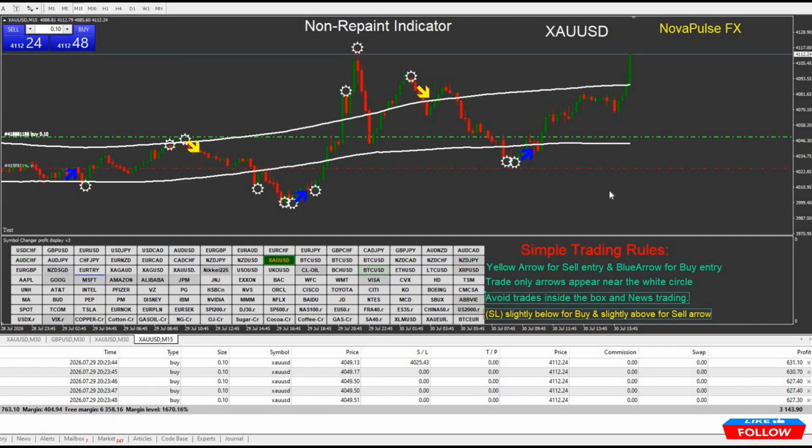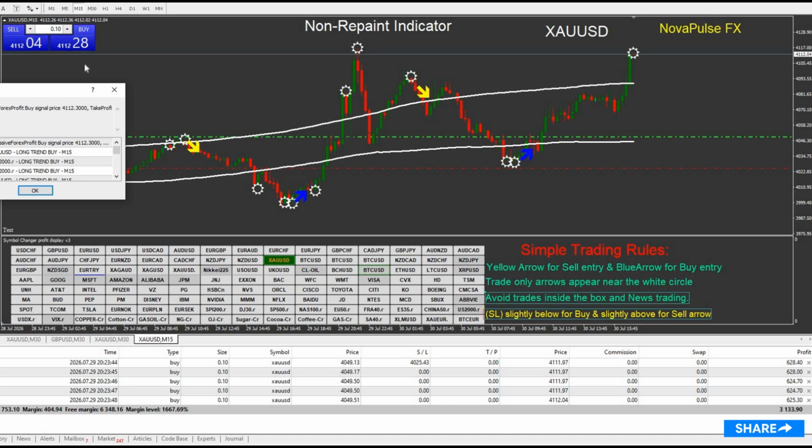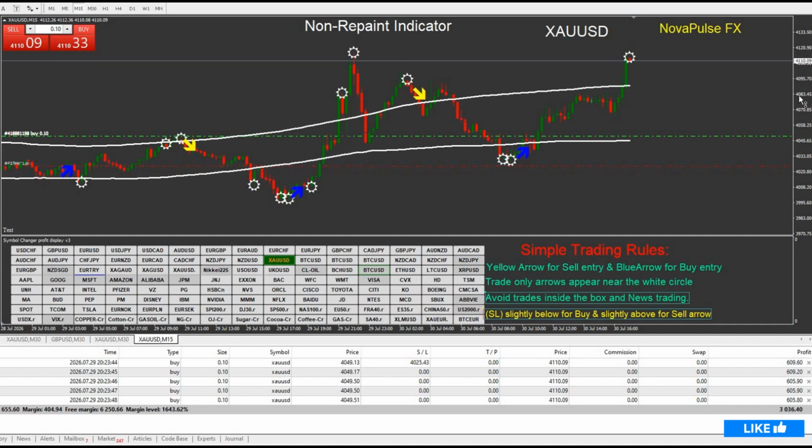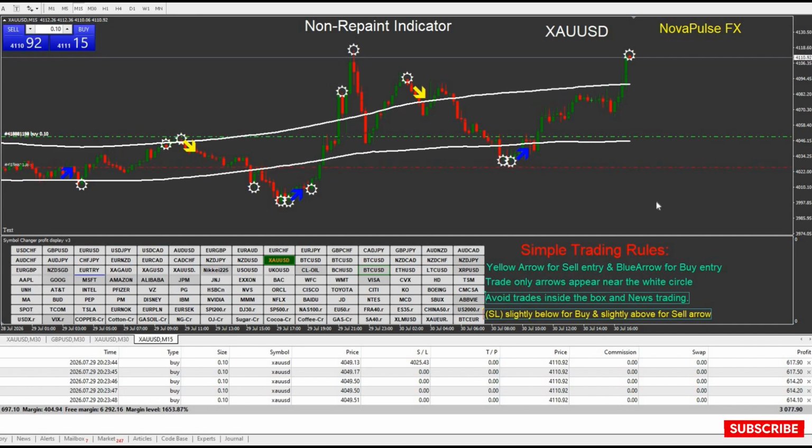Whether you use NovaPulse FX or another structured approach, consistency comes from following the same rules repeatedly. The market will always offer another opportunity. Patience is a trading skill.